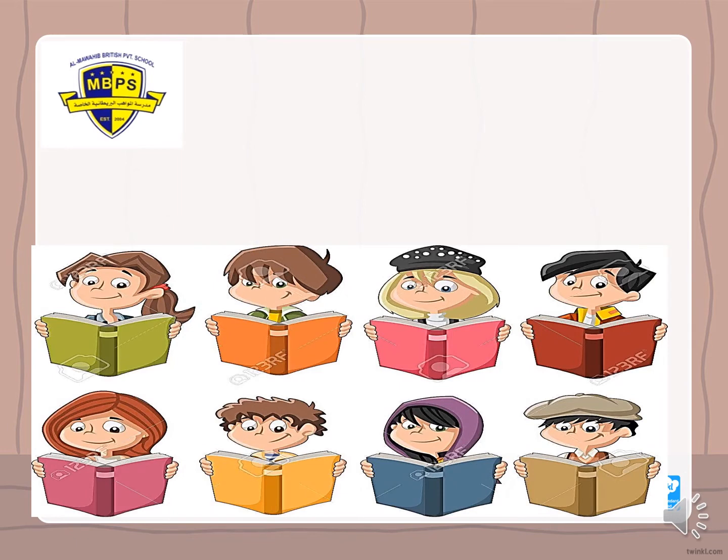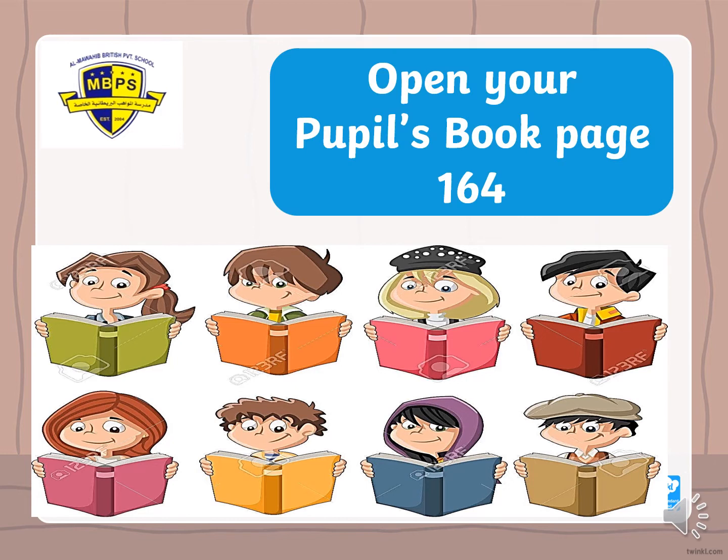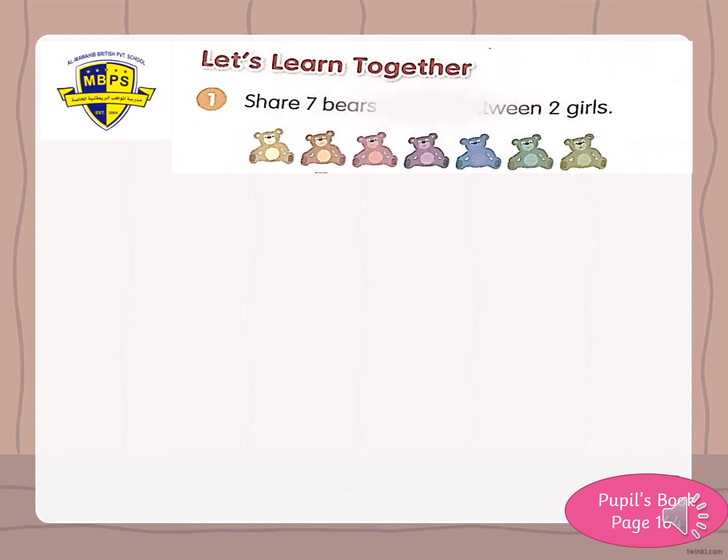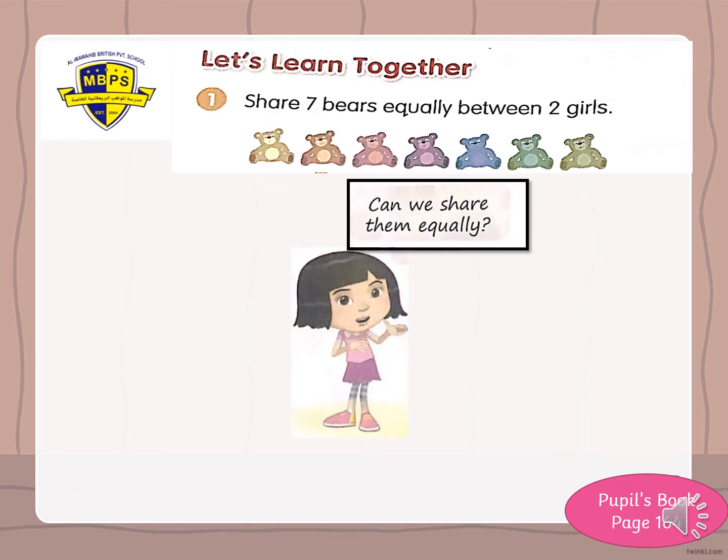Now grade 1, get ready with your pupils book. Open your pupils book page 164 so you can follow the following examples from your pupils book. Let's learn together. Share 7 bears equally between 2 girls. We have 7 bears and we are going to share them equally between 2 girls. But can we share them equally?